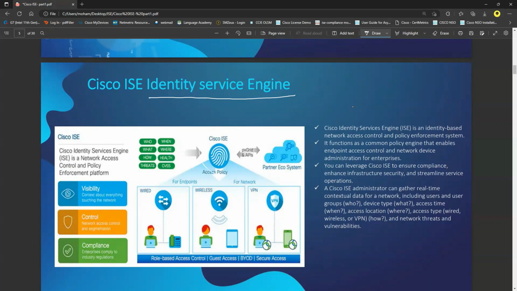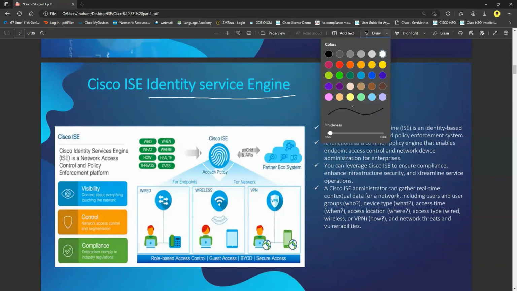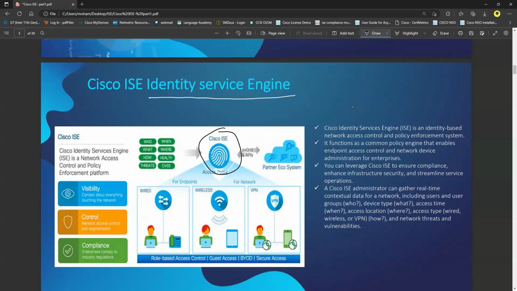So basically, Cisco ISE will be the centralized policy server where we can authenticate the user, and depending upon their access type or privilege level, Cisco ISE will allow the access for the different endpoints. Now these endpoints can be authenticated using the wired network, wireless network, or the VPN network.